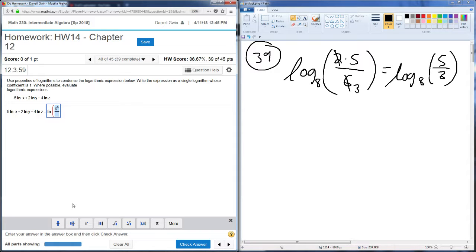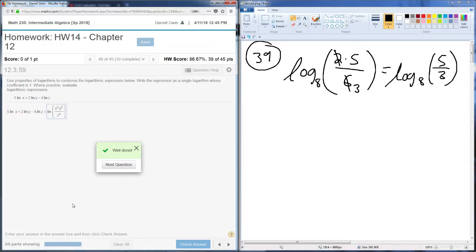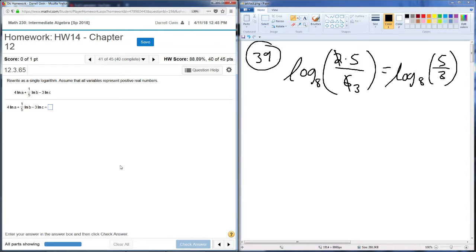I'm going to hit the right arrow. Let's see, y to the power 2, because that's another positive log, and negative 4 ln z is a negative log, so it goes z to the power of 4 on the bottom. Right arrow to get to the right, and close parentheses. Whew, that was a big one. I think I could do this one.